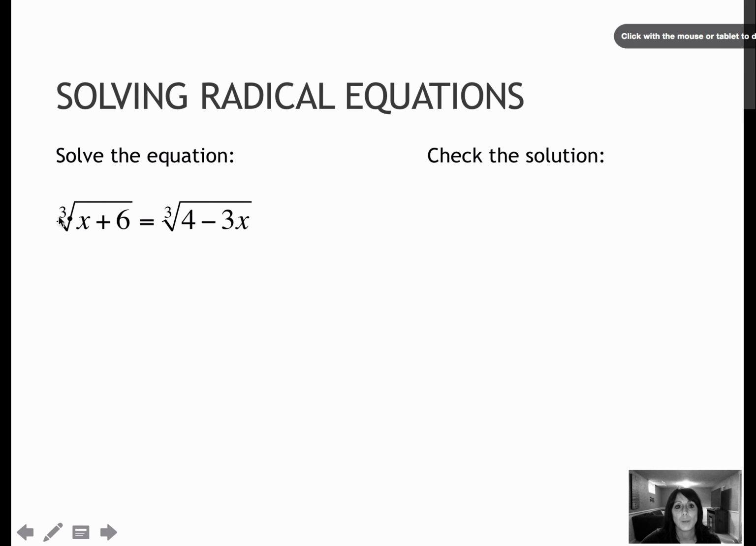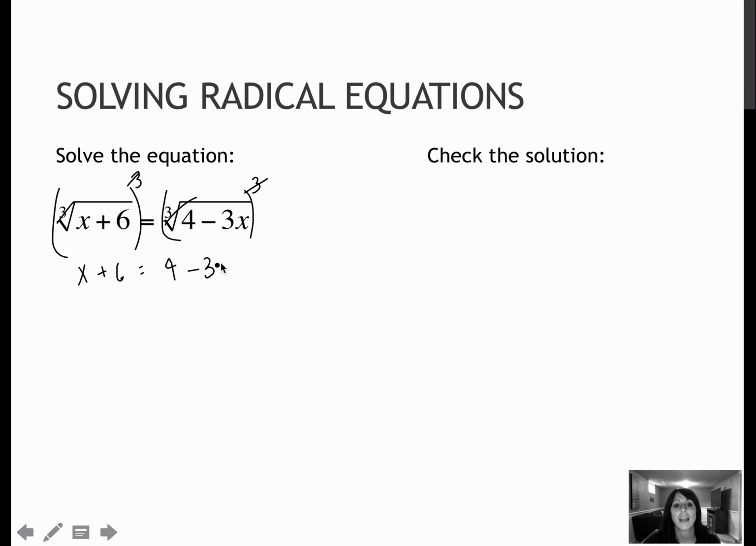Both sides are a cubed root, so I know if I take this side to the third power and this side to the third power, all of my radicals will go away, and it's a simple algebraic equation. So cubed root and cubed gives me x plus 6. Cubed root and cubed gives me 4 minus 3x. And now I'm just trying to get x's to one side. So I'm going to add 3x to each side.